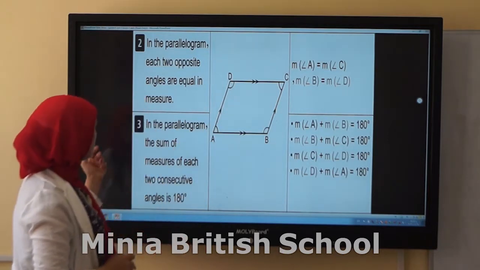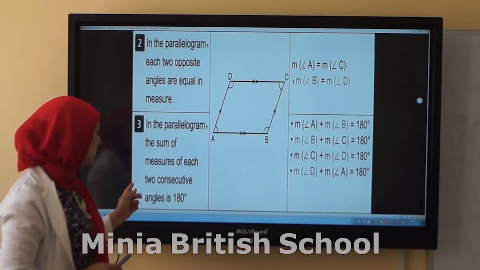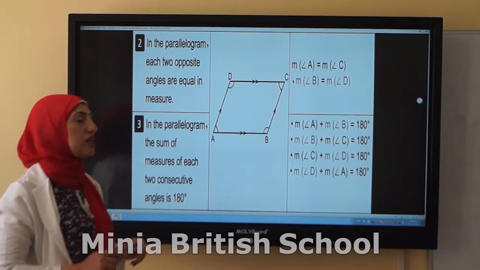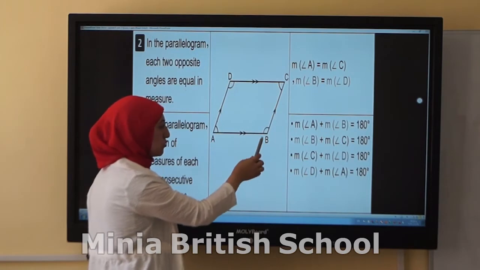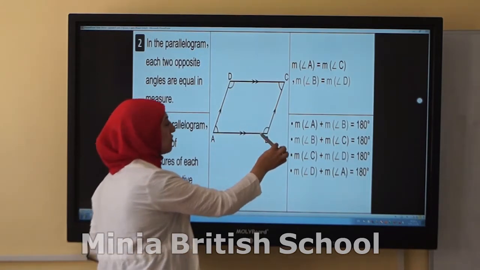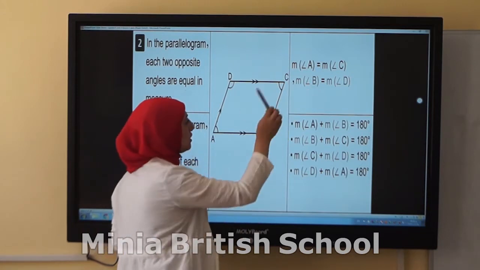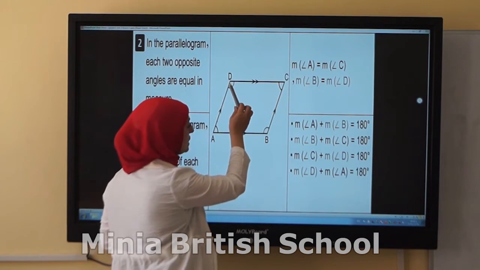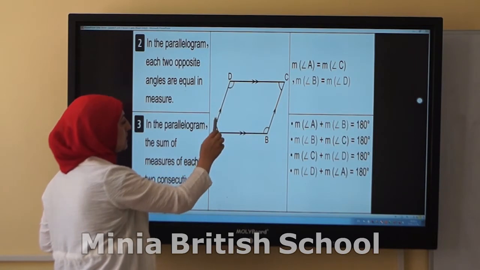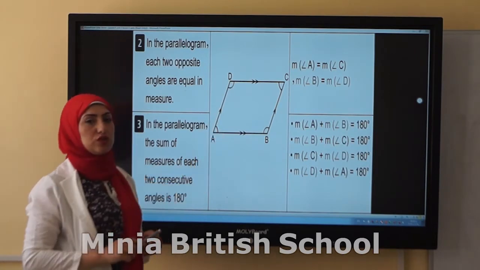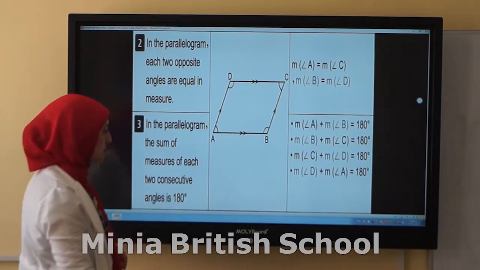Okay? Number 3, in the parallelogram, the sum of measures of each two consecutive angles is 180. That means measure of angle A plus measure of angle B equals 180. Measure of angle B plus measure of angle C equals 180. Measure of angle C plus measure of angle D equals 180. And measure of angle D plus measure of angle A equals 180. Each two consecutive angles sum to 180.